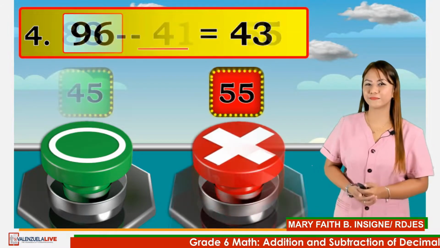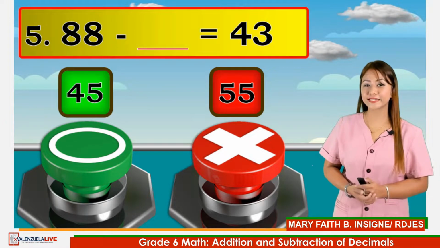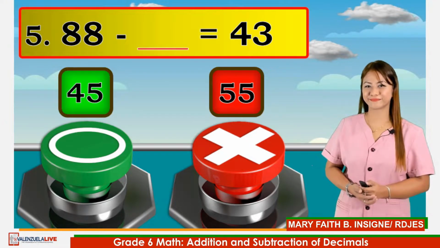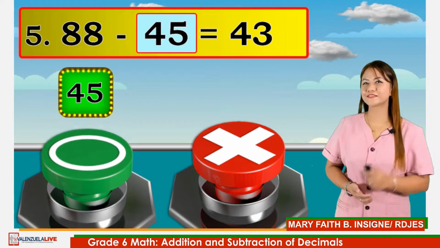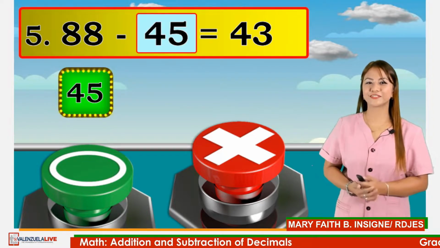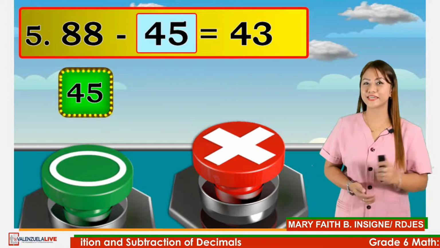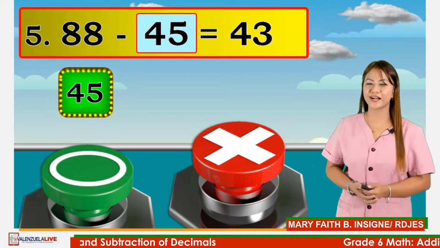For the last problem, what number will be subtracted from 88 to get 43? If your answer is green, which is 45, you got the correct answer. Well done, mathletes, and thank you for responding to our activity.